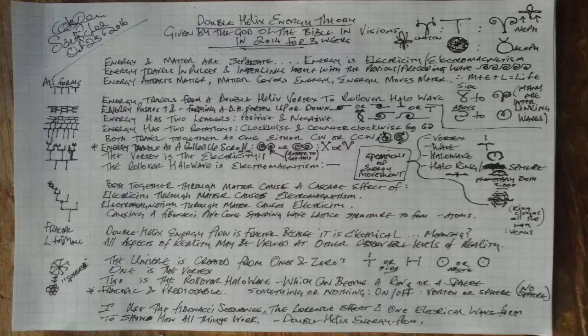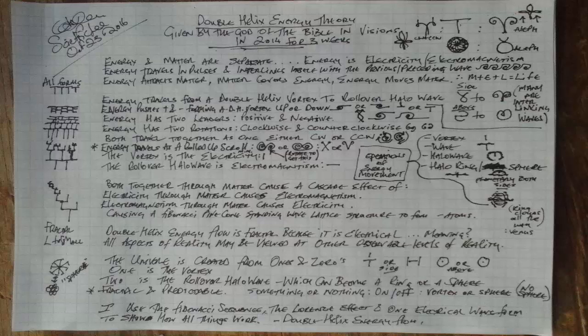Energy and matter are separate. Energy is electricity, electromagnetism. Energy travels in pulses and interlinking itself with the previous preceding wave. Energy attracts matter, matter covers energy, energy moves matter. Matter plus energy plus electromagnetism equals life. Matter plus electricity plus electromagnetism equals life. Energy travels from a double helix vortex to a perpendicular rollover halo wave.